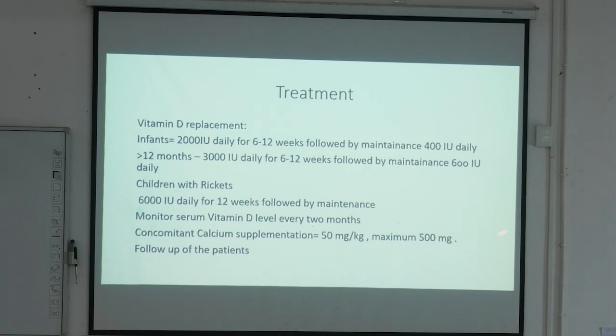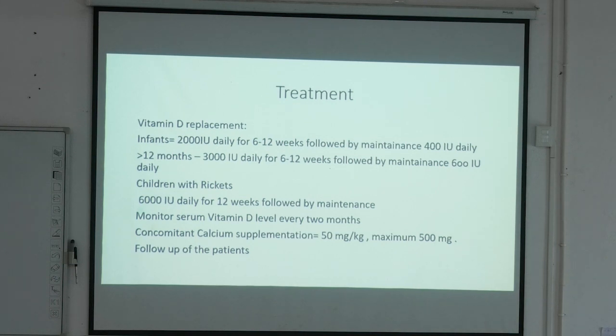Serum vitamin D level should be monitored every 2 months. And remember, calcium supplementation should be given concomitantly at 50 milligram per kg, maximum 500 milligram. And you should follow up the child. You should not allow a huge dose of vitamin D or calcium for a long time. That can give rise to calcinosis. It means calcium will be deposited in different tissues. In the kidney, it can give rise to nephrocalcinosis. It may be deposited in the brain, giving rise to various features.